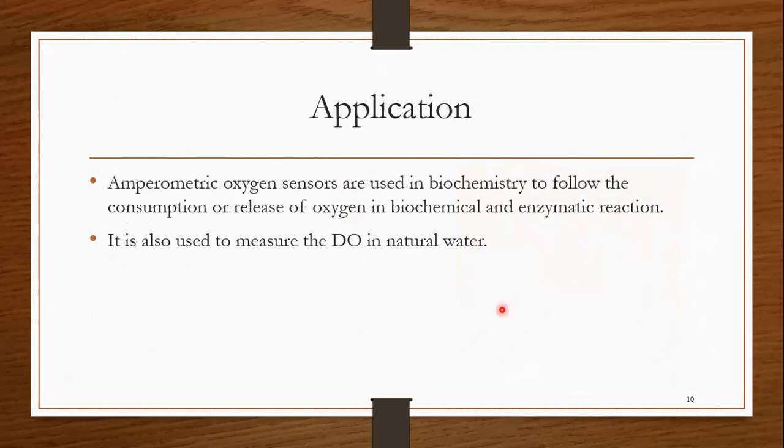Application: the amperometric electrode sensors are very useful in biochemistry to follow the consumption or release of oxygen in a biochemical or enzymatic reaction, and they are also used to determine the DO in natural water. DO means dissolved oxygen. With the help of the Clark electrode, we can easily identify how much oxygen this water contains, and whether this water is useful for drinking or not.